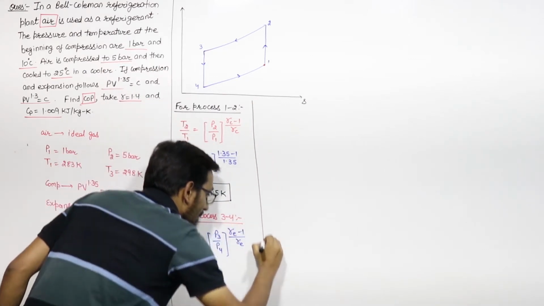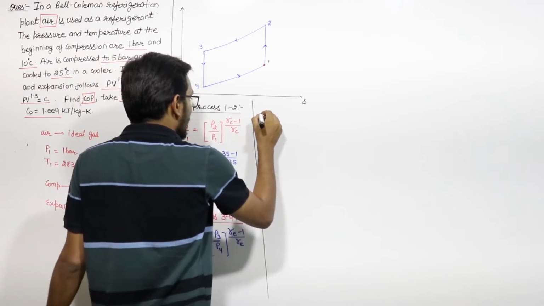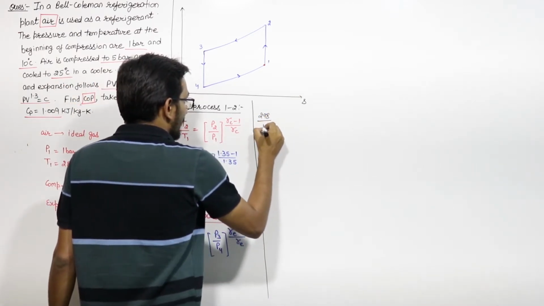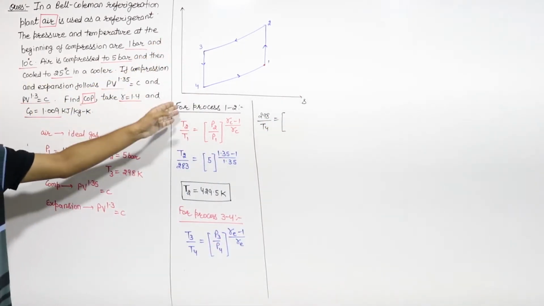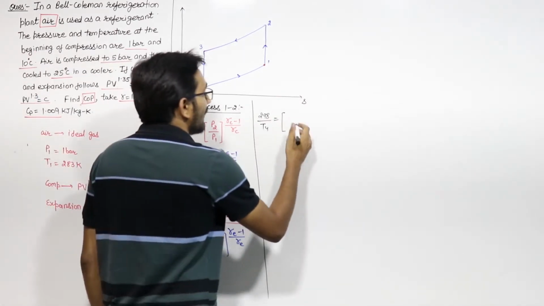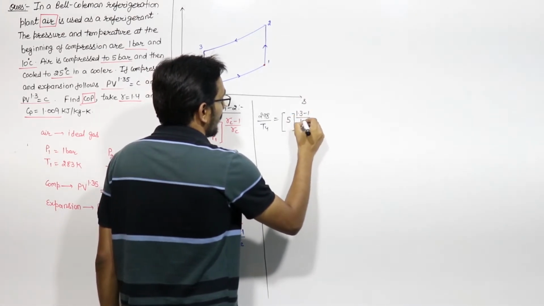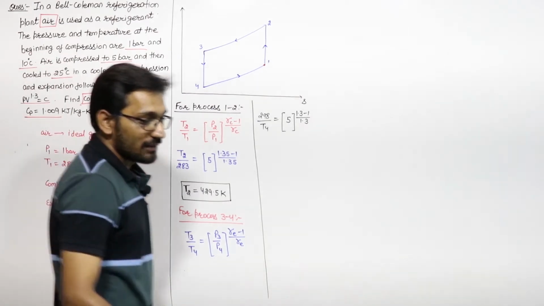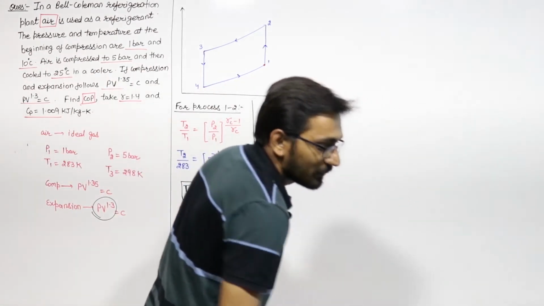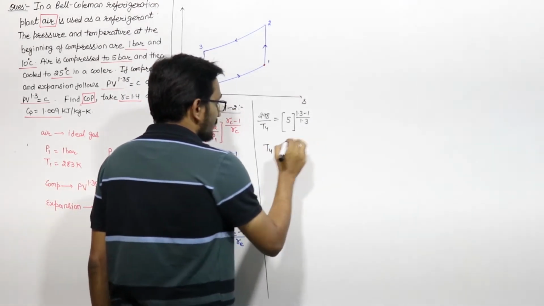Now here T3 is given, how much? T3 is 298, divided by T4 is equal to P3 by P4. P3 is equal to P2, P4 is equal to P1. So this is P2 by P1, that is 5, raised to power (1.3 minus 1) divided by 1.3. Don't take 1.35. For expansion, the relation is PV raised to power 1.3 is equal to constant. And if you solve this, then you will get T4.